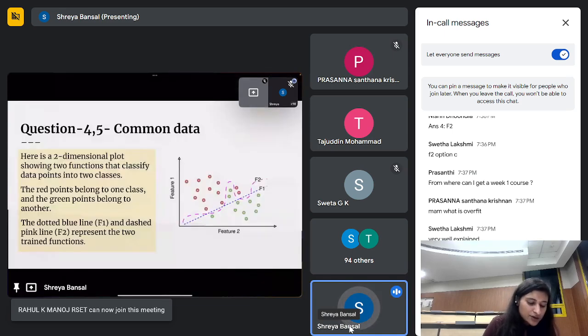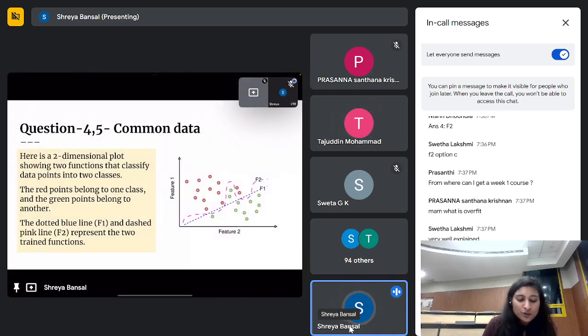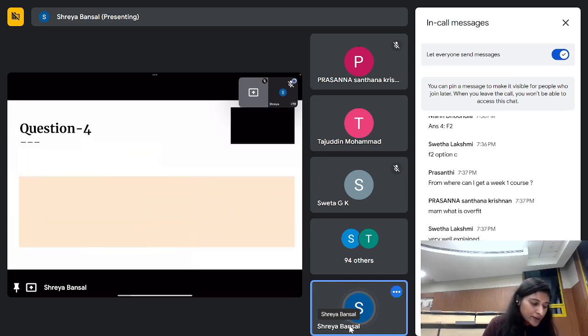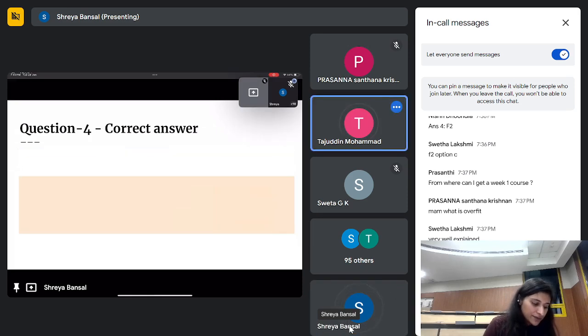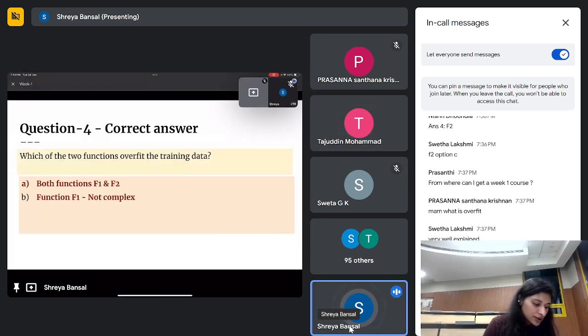On the basis of this, you can simply say that F2 is overfitting and F1 is a good fit. So basically the answer is that function 2 is overfitted. So I'll just go through the answer.